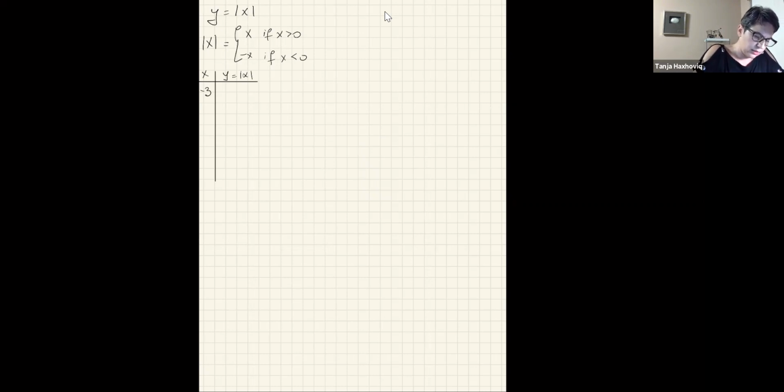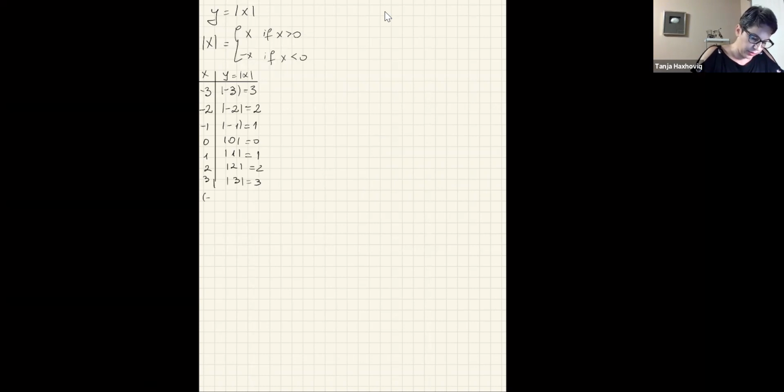So let's say minus 3, y would be the absolute value of minus 3. Absolute value of minus 3 is just 3. Minus 2, absolute value of minus 2 is just 2. Minus 1, absolute value of minus 1 is also 1. 0, absolute value of 0 is 0. Absolute value of 1 is 1. Absolute value of 2 is 2. And absolute value of 3 is also 3.